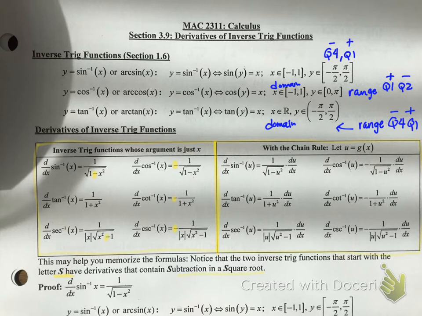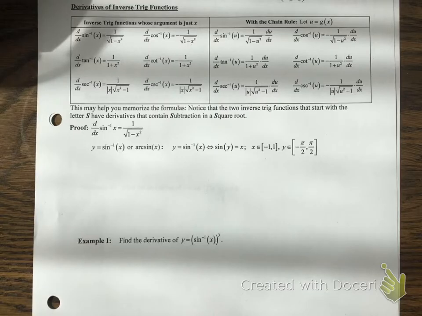Okay, so once again, you have to memorize formulas. If you set them up the way they're set up, you'll notice there's similarities by row and then by column as well. Okay, so let's go ahead and look at this next question. It says a proof. Prove that the derivative of inverse sine of x equals 1 over the square root of 1 minus x squared.